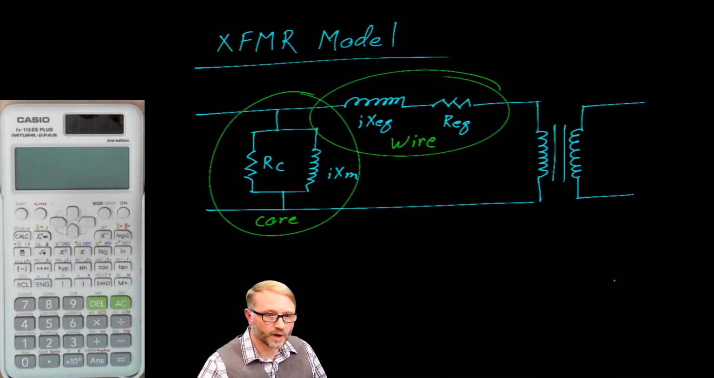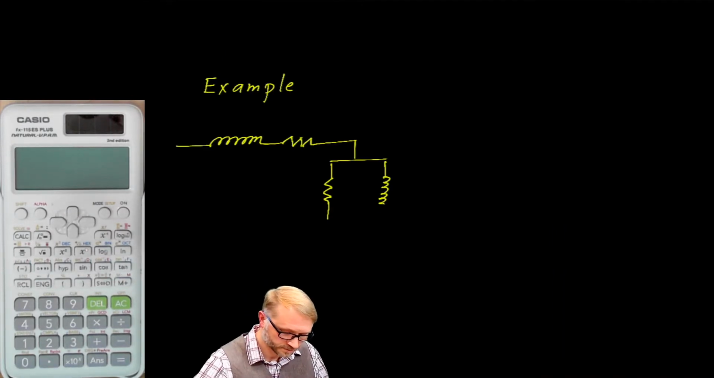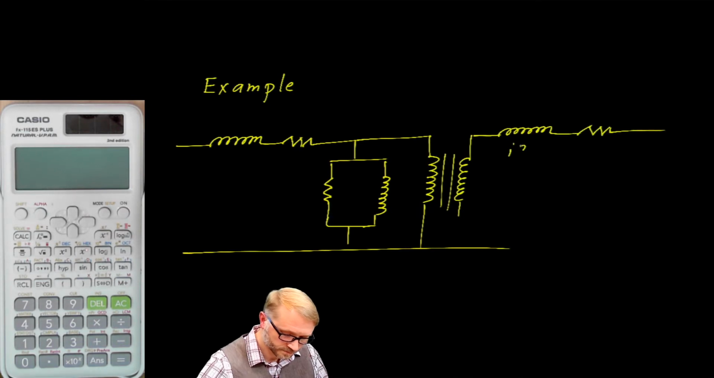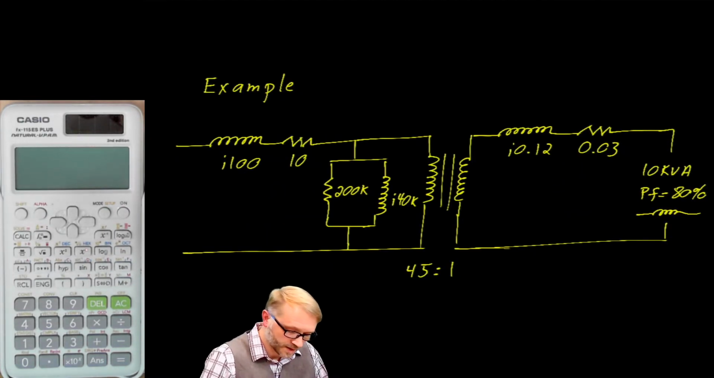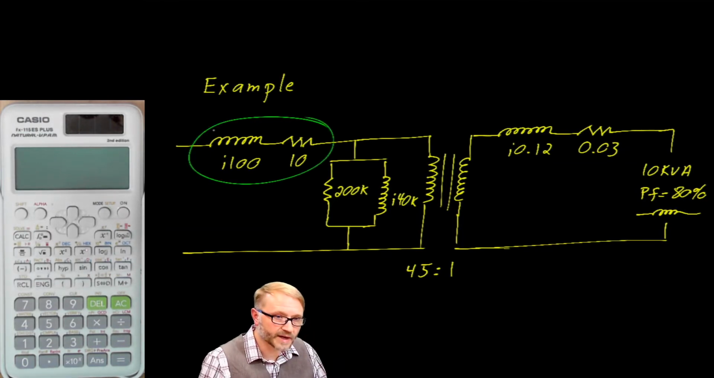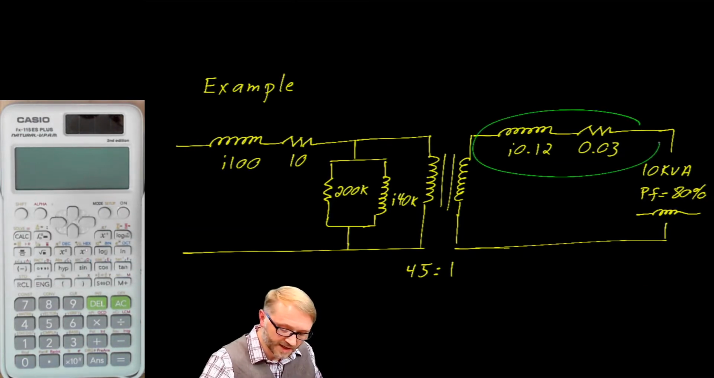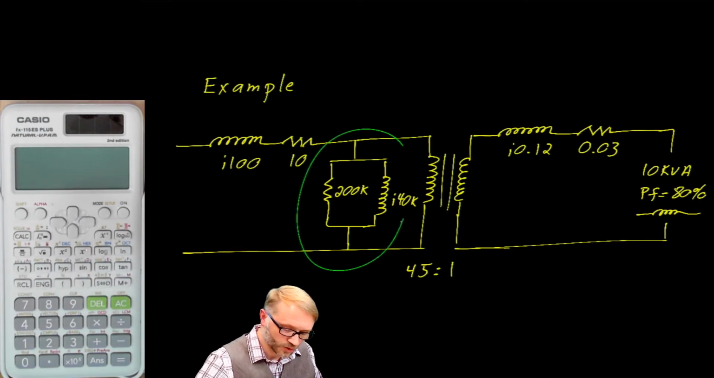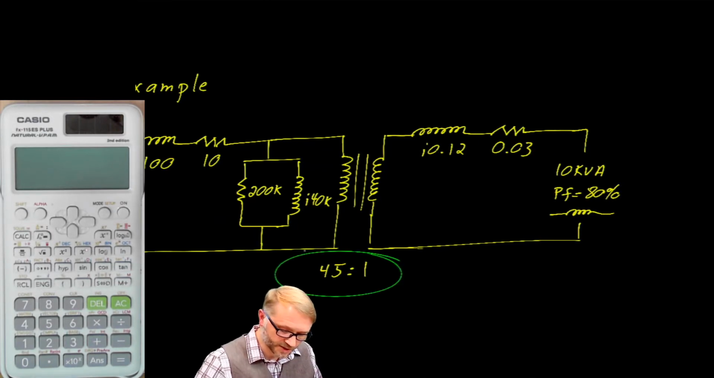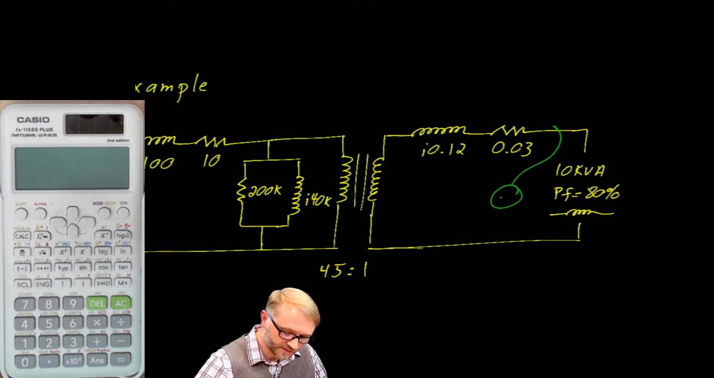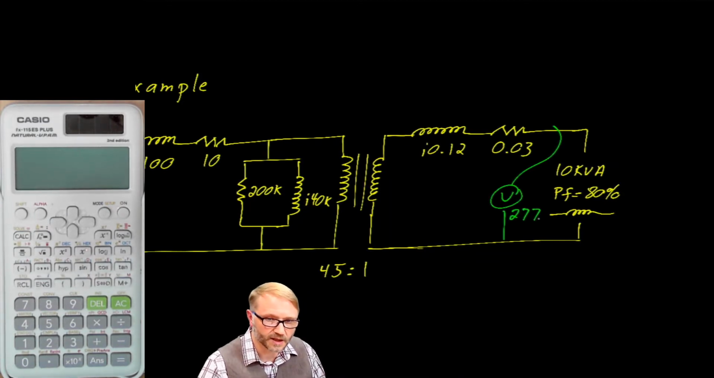Let's work one example using the transformer model. This represents the wire in the primary, the wire in the secondary, the core loss, the load, the turns ratio, and we'll let this have a voltage of 277 volts as measured at the load.